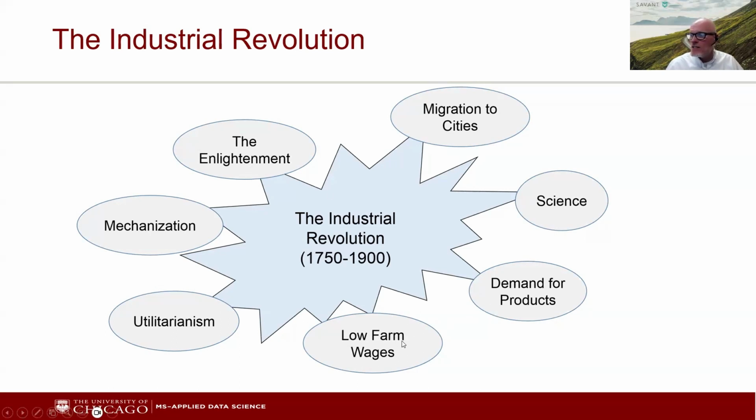Enlightenment, demand for products, low farm wages. People didn't make good money on farms anymore because we had mechanization, so they had to go find work elsewhere, in factories and cities and stuff like that.